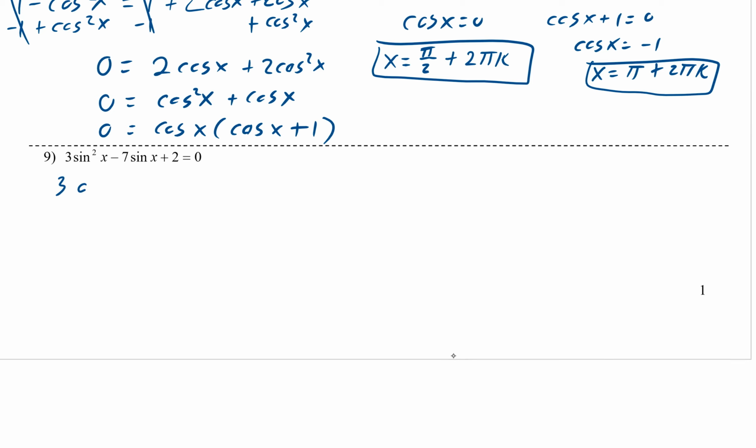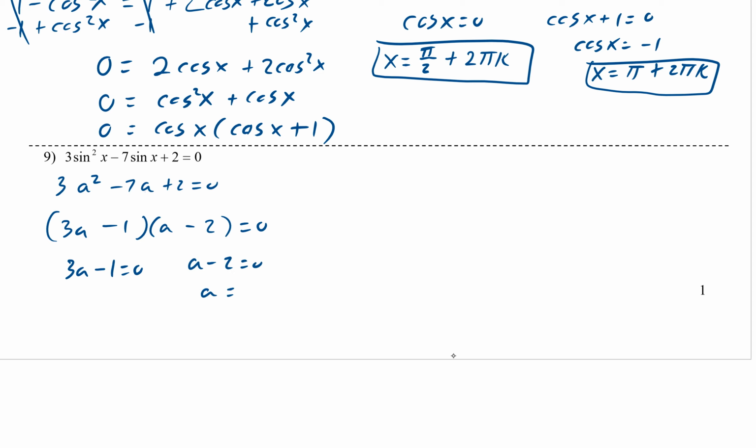All right, the next one is just a quick little factoring one, but it has a special twist to it. So again, we replace the sine x with a, and then we factor like that. So we get minus 6 minus 1 is 7 plus 2. And then we say 3a minus 1 equals 0, a minus 2 equals 0. So a equals 2 and a equals 1/3.